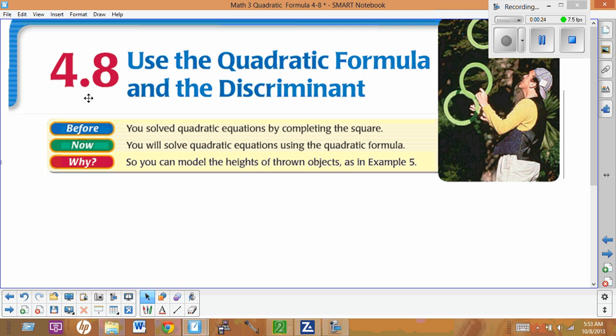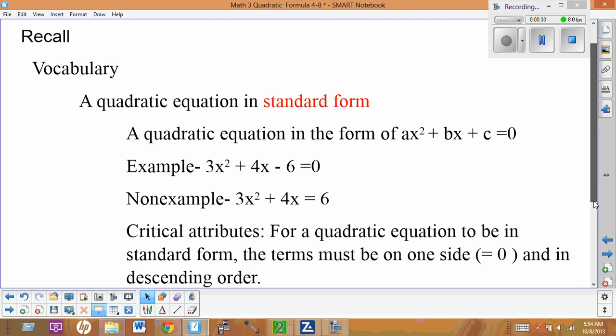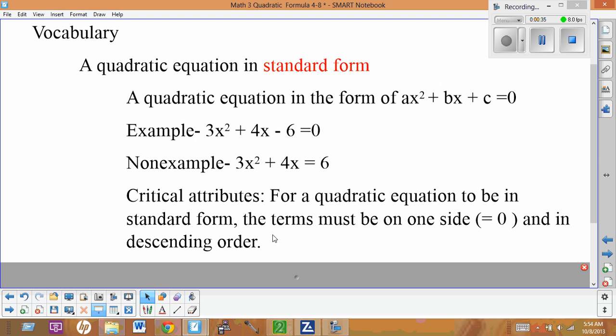Again, this is 4.8 in your book. And our vocabulary is basically standard form. I said it's very imperative in standard form that you have terms in descending order, but I didn't tell you why. As we look into the quadratic formula, we're going to see why that is so important. So again, standard form must be equal to 0. All the terms on one side, we usually say the left, and we must have our terms in descending order. That's x squared followed by x followed by the constant.